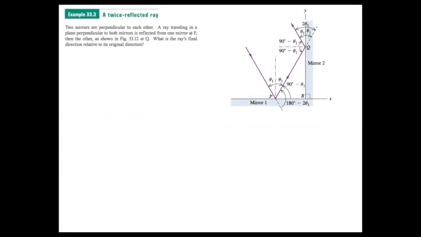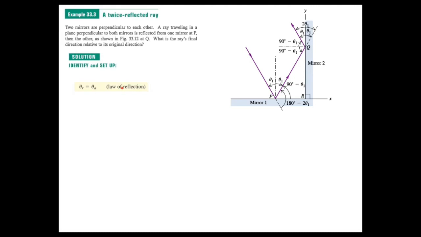In example 33.3, we're going to calculate the trajectory of a ray that reflects off of two mirrors that are at a right angle to each other, as shown in this figure. In particular, we're going to find the final direction of the ray relative to its incident direction. This is a very straightforward problem that mostly involves geometry.